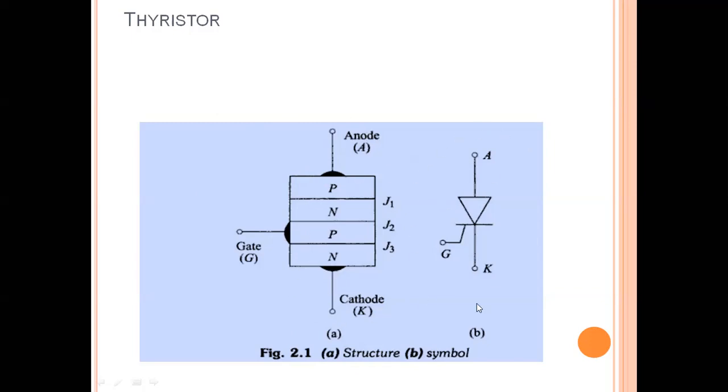This is the symbolic representation for the SCR. Why is the gate terminal represented here rather than somewhere here, here or here? As I stated, the gate terminal is connected nearer to the P layer of the cathode terminal, so it is represented like this here.